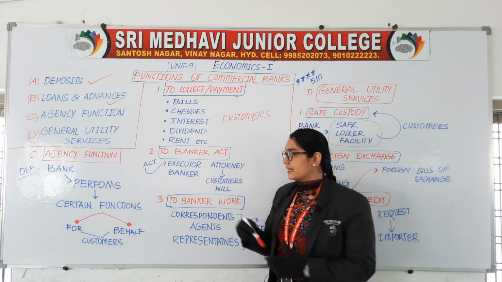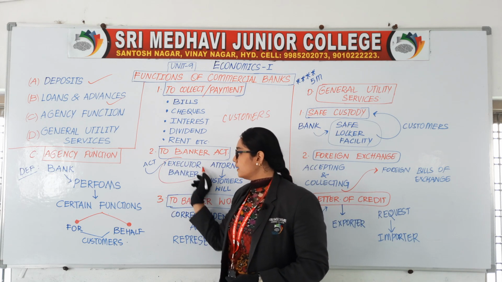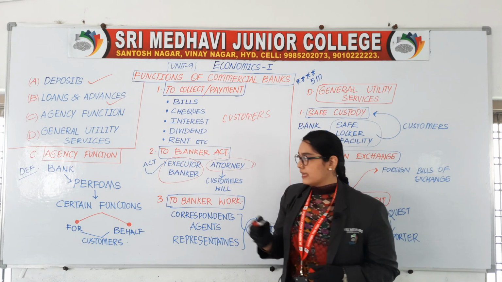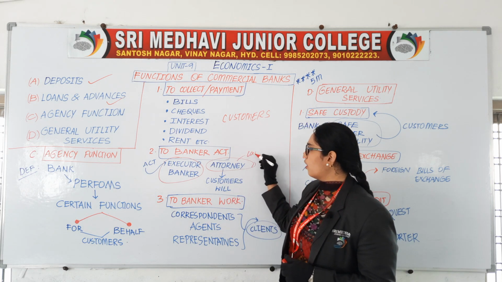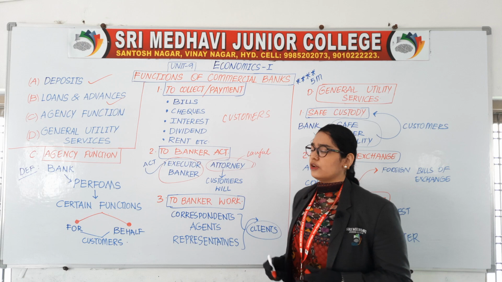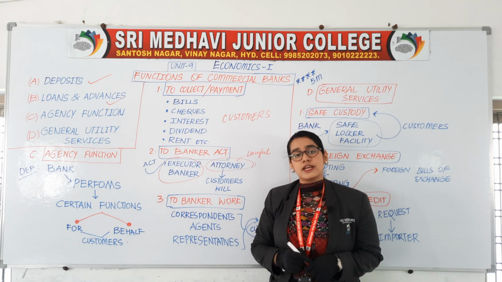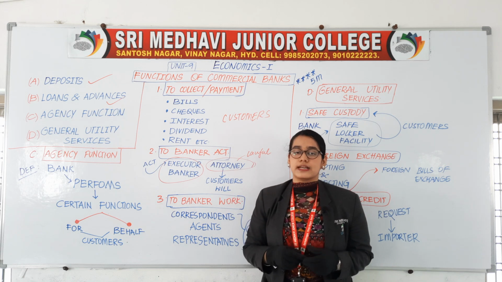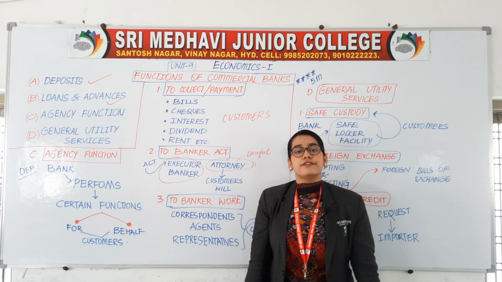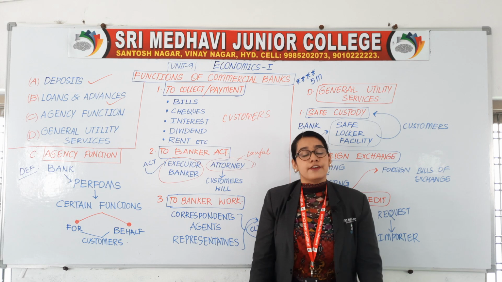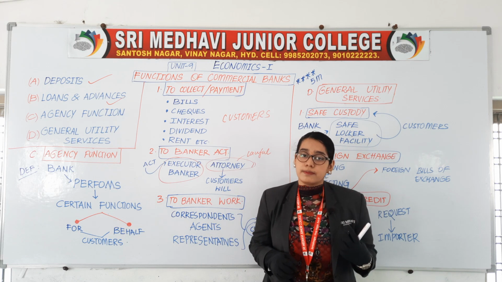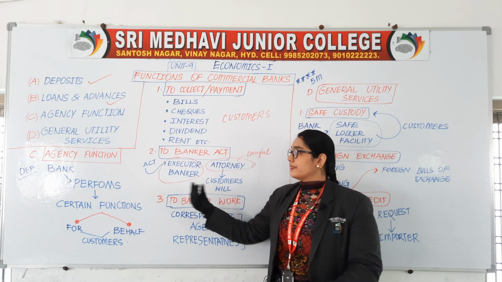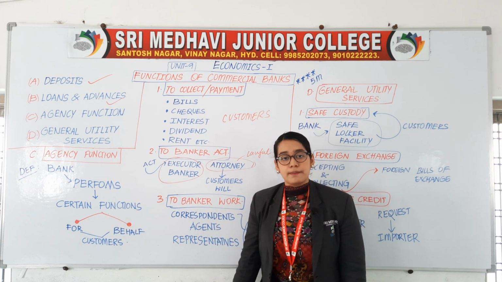Banks are acting as an executor banker and attorney to customers' will. Attorney means any lawful object or any lawful activity which is performed on the basis of customers' will. Customers' will means whenever we want, we deposit money, whenever we want, we withdraw our money. So the bank is working according to customers' will and it is acting as an executor banker.